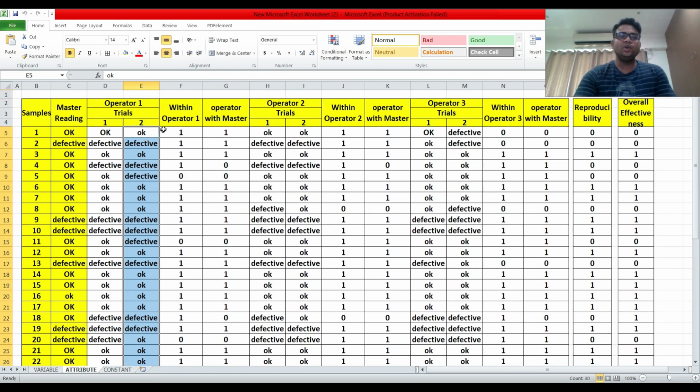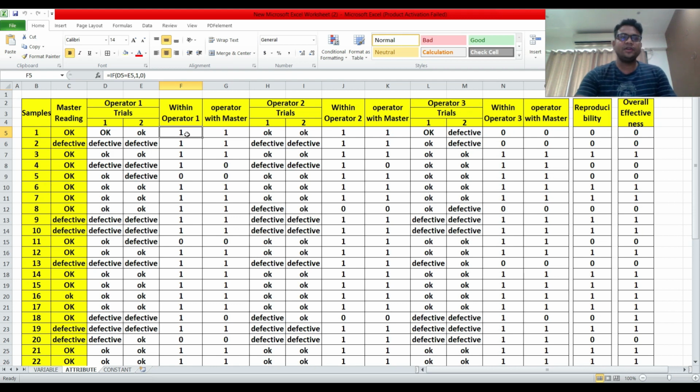Then you have to calculate within operator 1 how it is agreeing, meaning you have to calculate the repeatability, meaning how many times he is agreeing with his own result. So guys, here you will see that in the first sample in trial 1 he told okay product, and in the second trial also he told okay product. So it means that your agreement is okay.